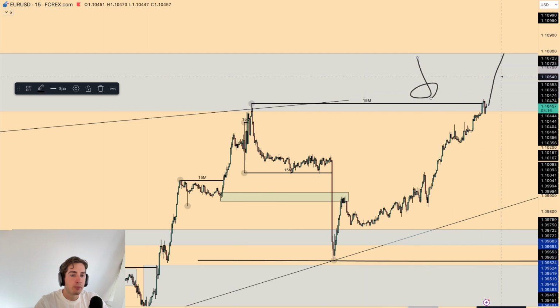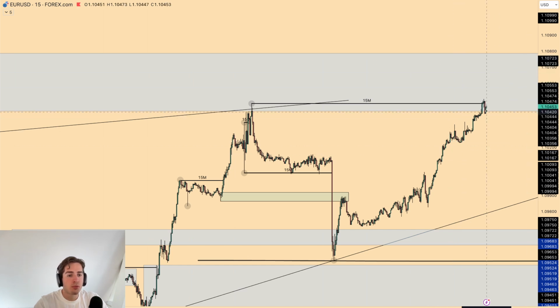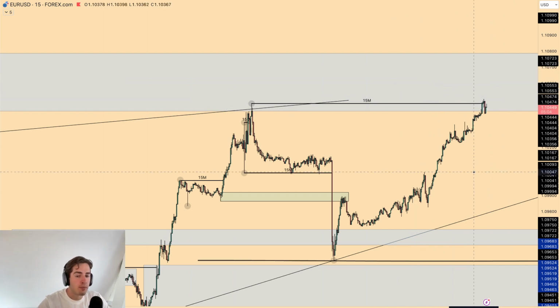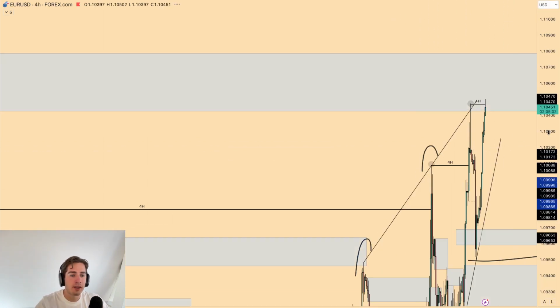again, after the 15-minute break of structure, we also expect a pullback at some stage. So I'm kind of preferring to wait for that potential short to come into play, because I don't really like longing just right after a break of structure. It's not really my cup of tea. So kind of like a waiting game here on EURUSD.